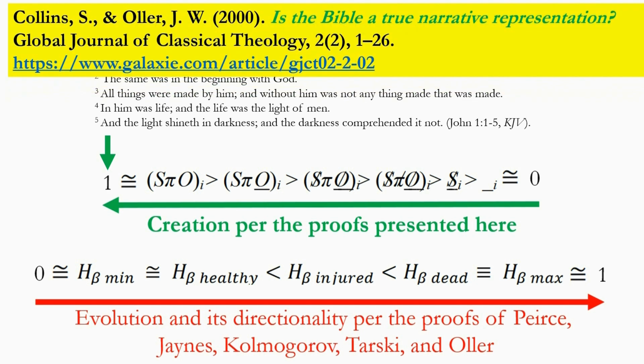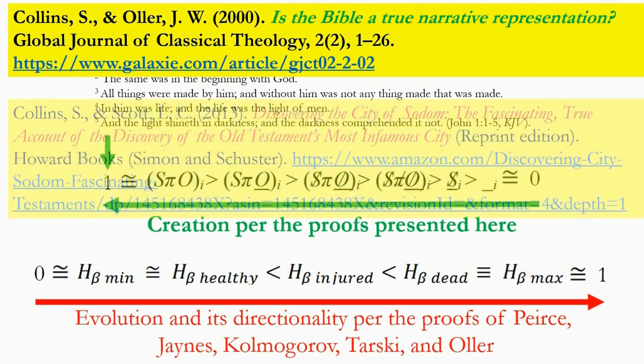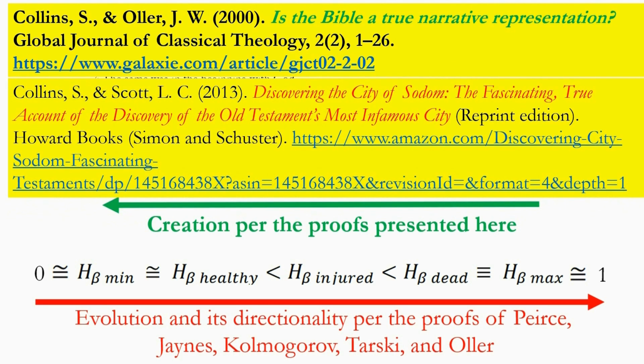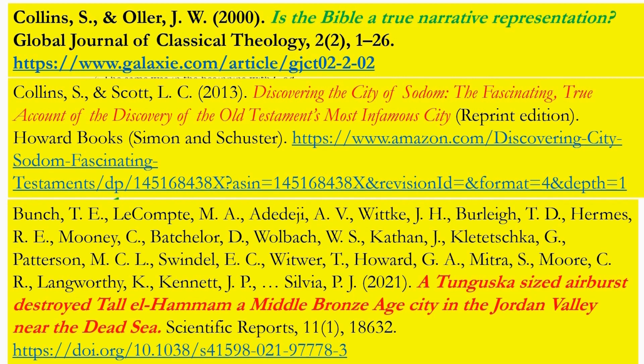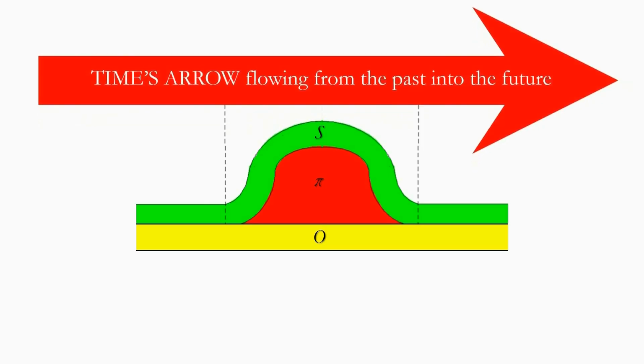Collins and I wrote a paper about the Bible as a true narrative representation. Then in 2013, based on the theory of true narratives and taking the Bible seriously as a true narrative, Collins and Scott reported on the discovery of the city of Sodom, the Old Testament's most infamous city. Then in 2021, Bunch and colleagues reported that a Tunguska-sized airburst destroyed Tel el-Hammam, a Middle Bronze Age city in the Jordan Valley near the Dead Sea, exactly where Sodom is supposed to have been, according to the Bible. Time's arrow is always flowing from the past into the future.